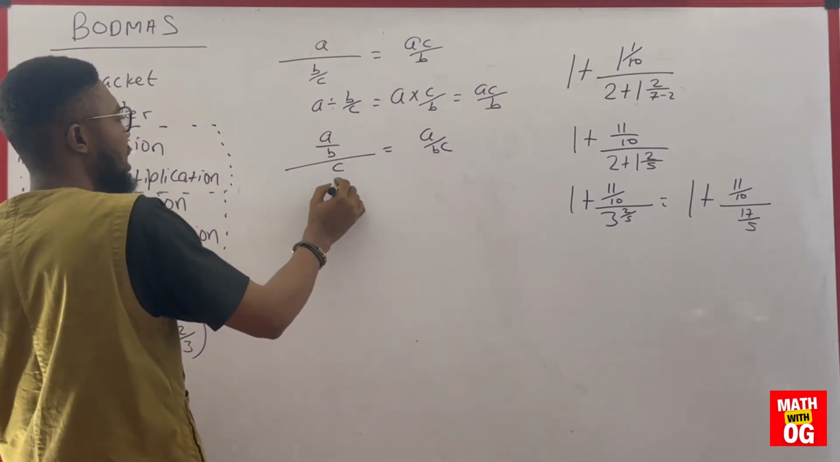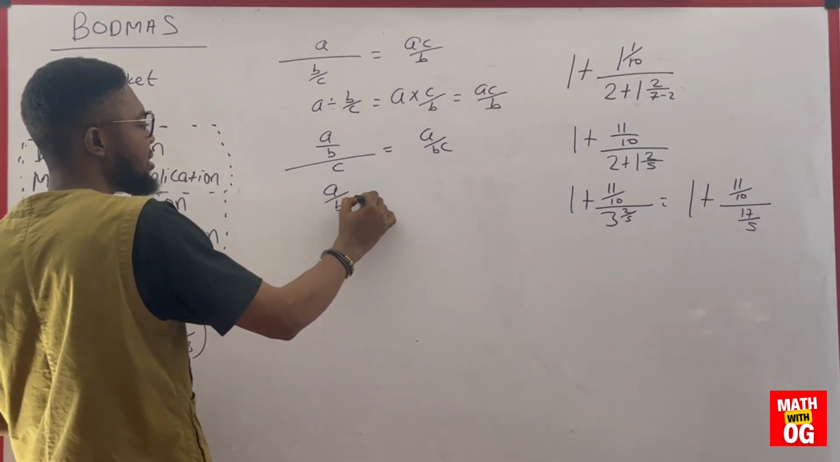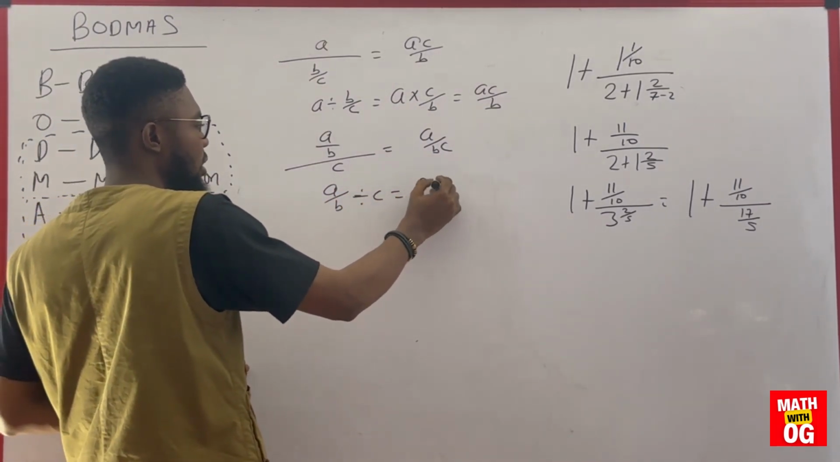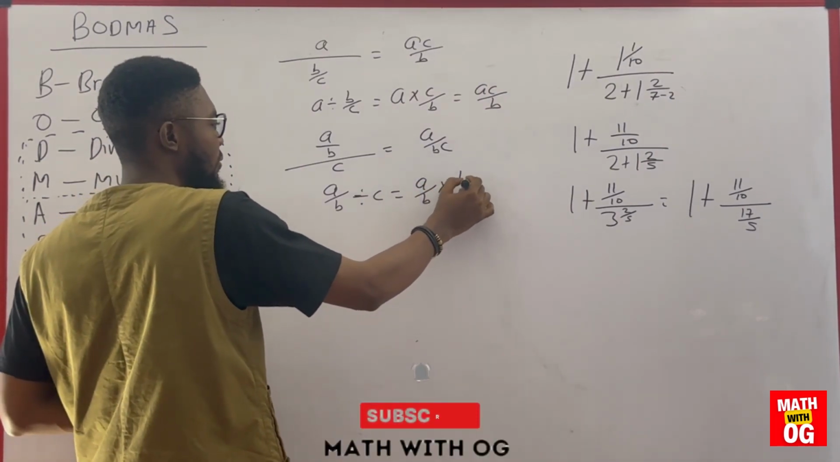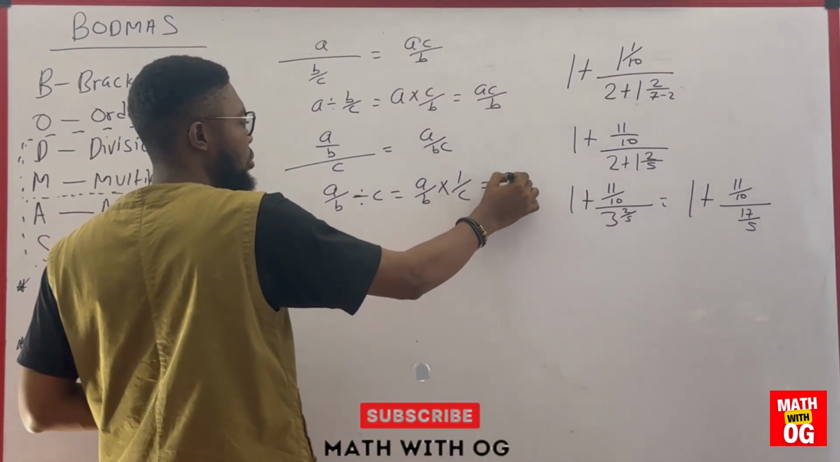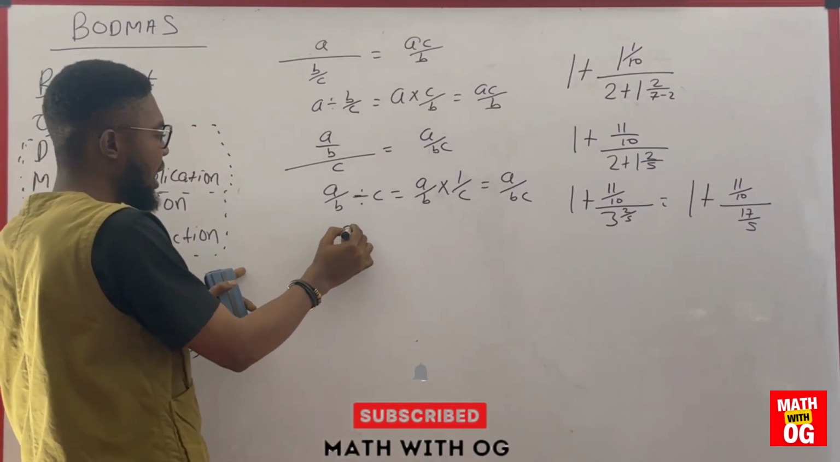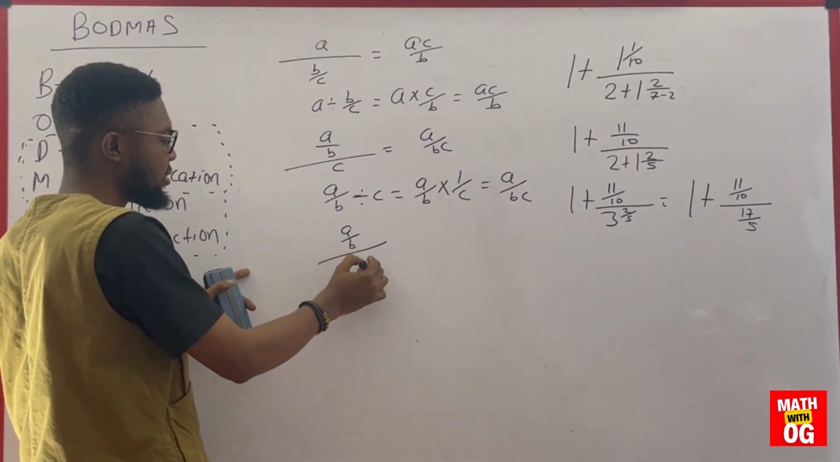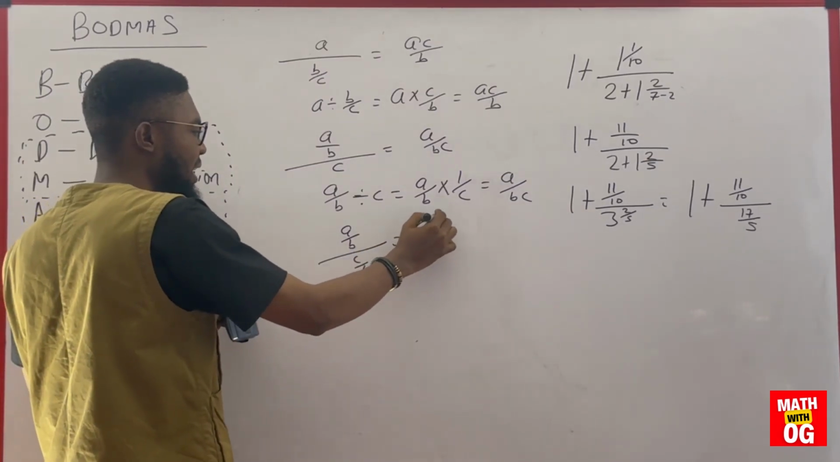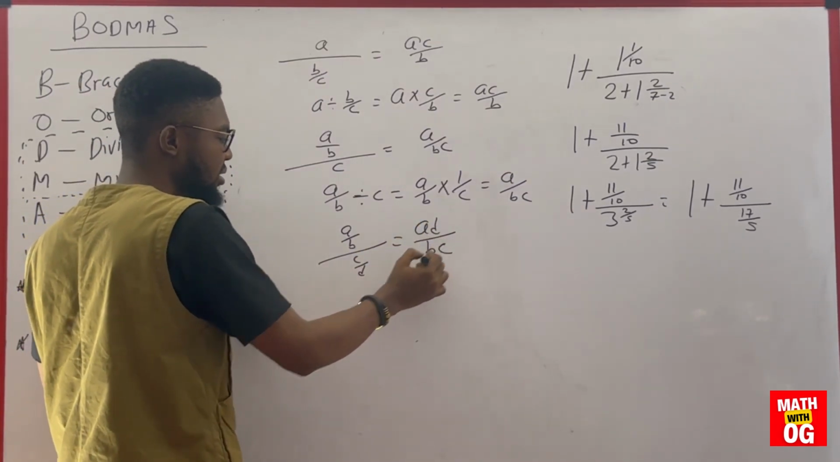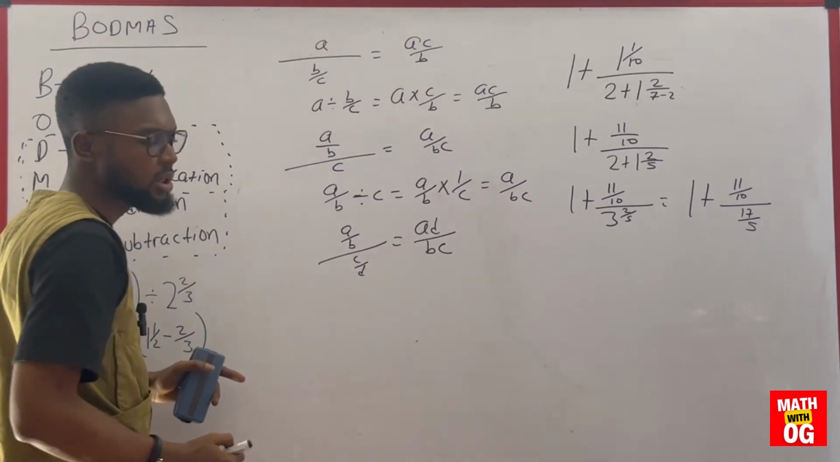How did we come up with that? This is A over B dividing C, which is equal to A over B multiplying 1 over C. So your answer here should be A over what? BC. Lastly, when you are having A over B all over C over D, this will give us AD all over BC. A times D all over B times C.